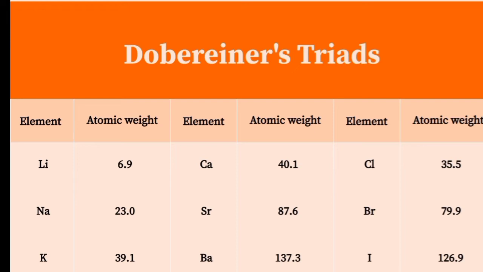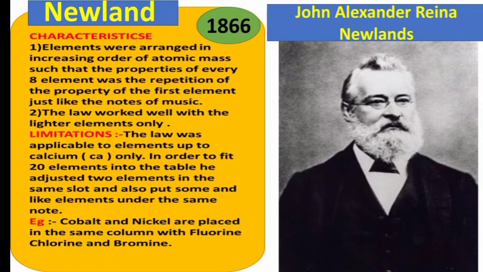That means his law or his rule was not applicable for all the elements he knew at that time. Out of the elements known at that time, only 9 could be classified as per Dobereiner's triads. That is, only 3 triads were possible, and this was the failure or limitation of Dobereiner's triads. Even though Dobereiner got stuck by classifying just 9 out of 25 known elements, it paved a way to other scientists for better classification.